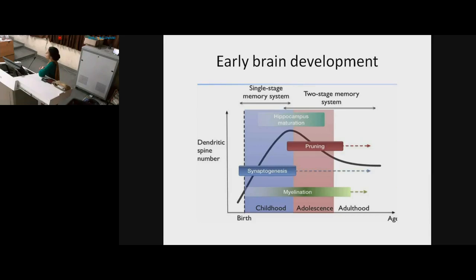So initially, if you must have studied in neuroanatomy, you have the neural plate. Actually, the cells migrate. So that is the stage of neuronal migration. Then they form a lot of synapses. That is synaptogenesis, right?